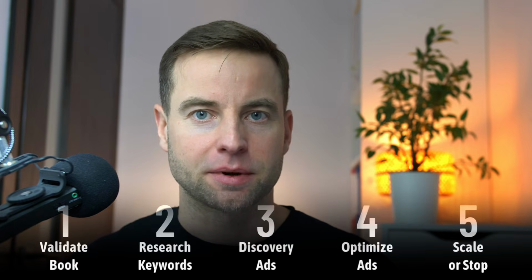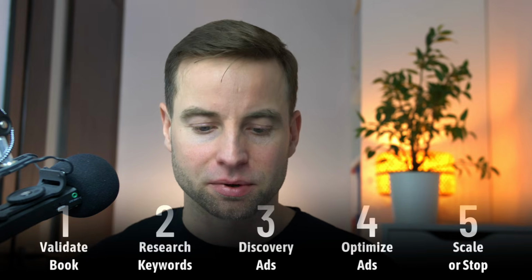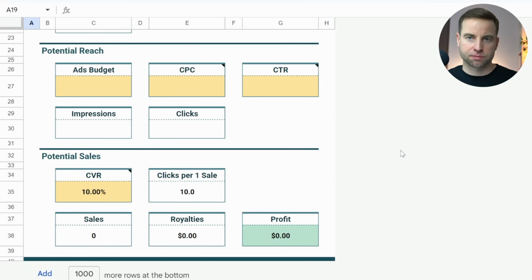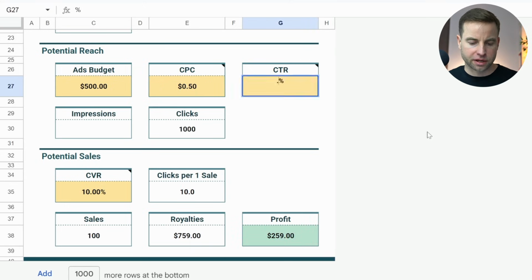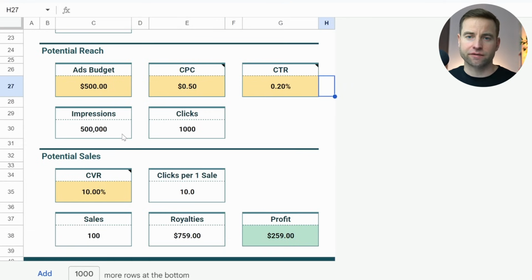Once we generate enough data, we can move on to the final 5th step, scale what works, or decide to stop. So on average, if you spend $500 on advertising one book with 2 campaigns, broad targeting and automatic targeting, you should have enough data to make a final decision whether this book can be profitable or not. Let's run a quick calculation using my ads profitability toolbox. So let's say that we spend $500 on ads and our cost per click was on average 50 cents. Depending on click-through rate, it means that we generated 500,000 impressions and 1,000 clicks.